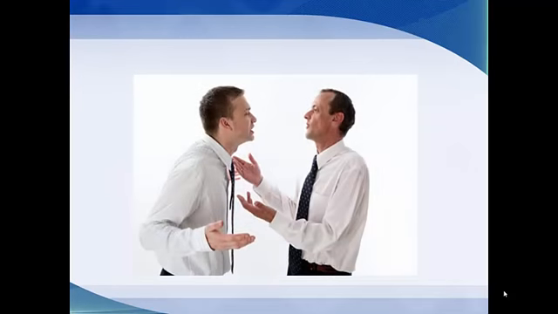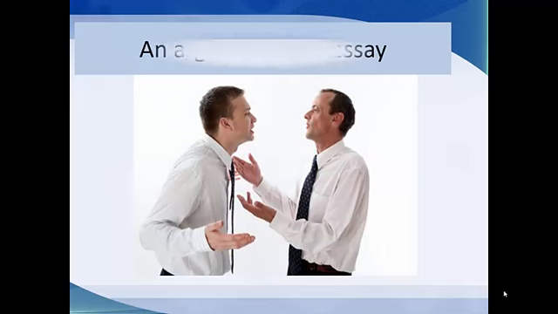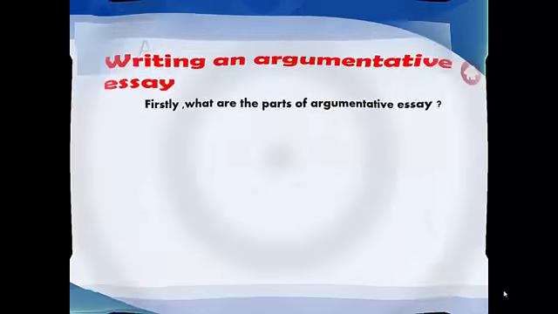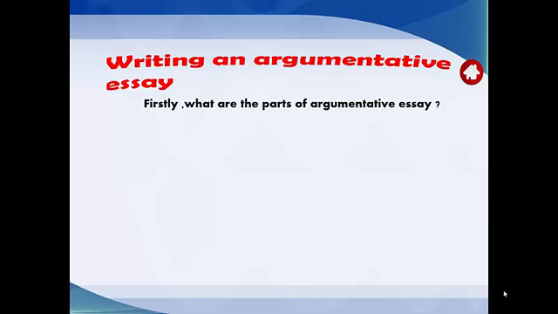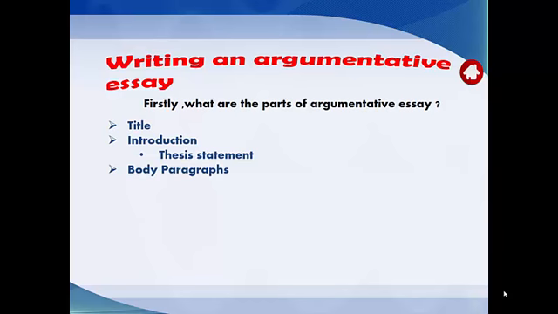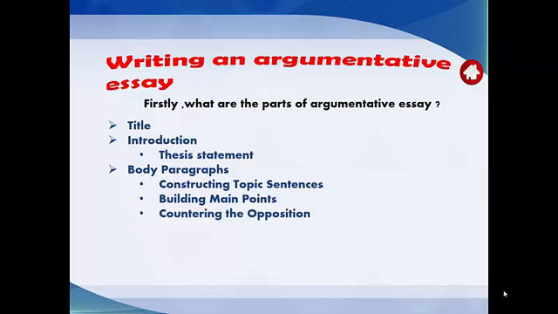Here we are going to shed some light on the argumentative essay. Writing an argumentative essay. Firstly, what are the parts of an argumentative essay? The title, introduction, thesis statement, body paragraphs, constructing topic sentences, building main points, countering the opposition, conclusion.